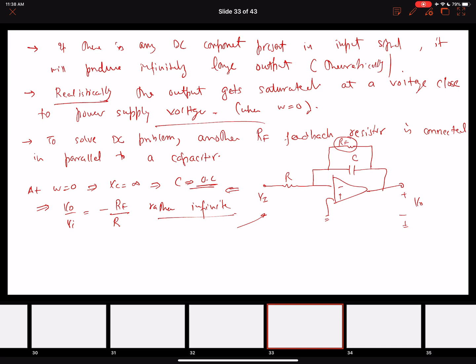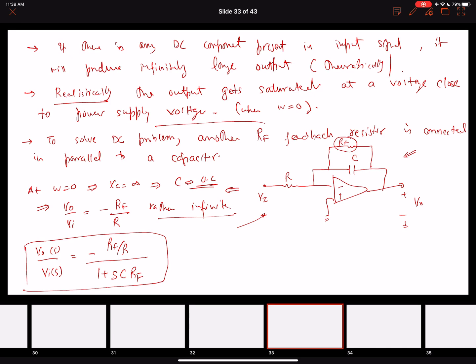So we can also find out the magnitude response of this circuit. V naught of S over Vi of S equals minus RF over R over 1 plus SCRF. You can easily calculate this transfer function for the circuit as well, with the RF in the feedback loop.